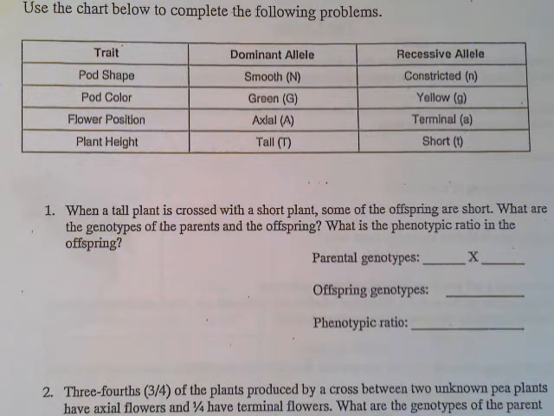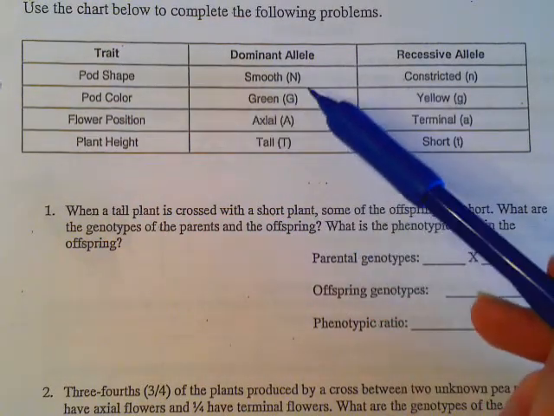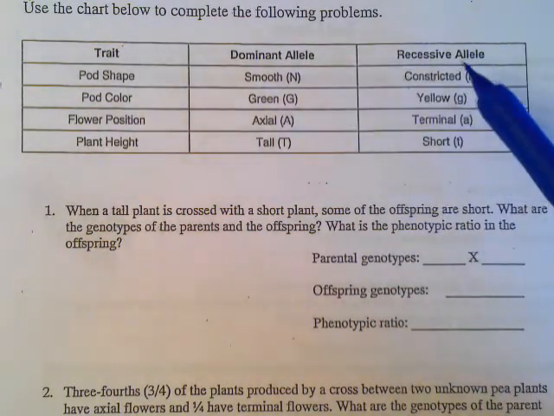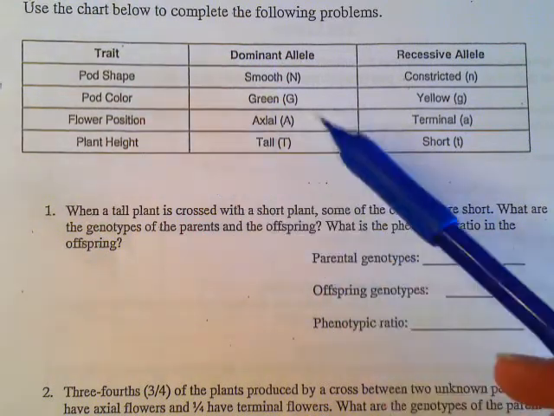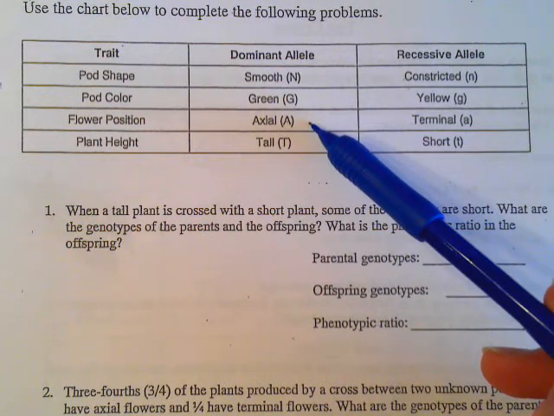At the top of the paper, you see a key that shows you the traits we're working with. So there's pod shape, pod color, flower position, plant height. These are all traits that are seen in pea plants. For pod shape, dominant with a capital N would be smooth, and constricted would be recessive with a lowercase n. And so on with pod color, we'll use G. Flower position, we'll use A. Axial means along the stem. Terminal means at the end. Think of a long stem rose. Plant height, tall or short, we use that already with a capital and lowercase t.